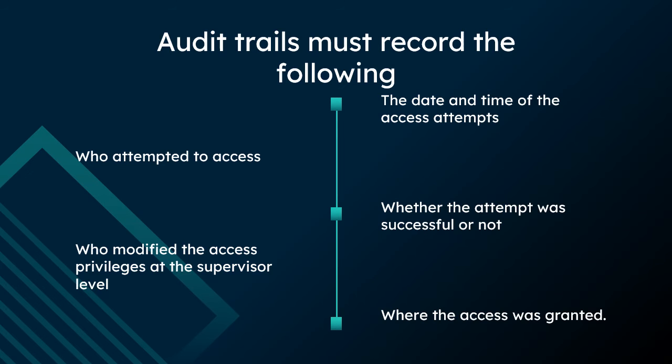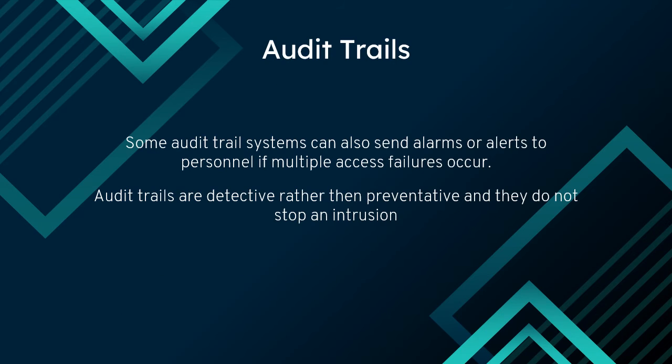The audit trails or access logs must record the following. Firstly, the date and time of the access attempt. Secondly, whether the attempt was successful or not. Thirdly, where the access was granted, for example, which door or computer. Fourth, who attempted the access. And lastly, who modified the access privileges at the supervisor level. Some audit trail systems can also send alarms or alerts to personnel if multiple access failure attempts have been made.